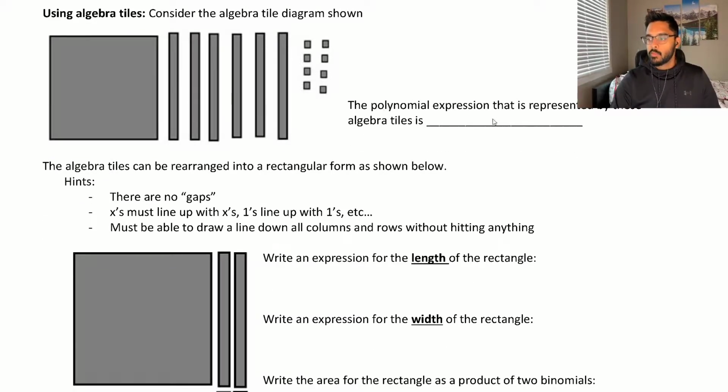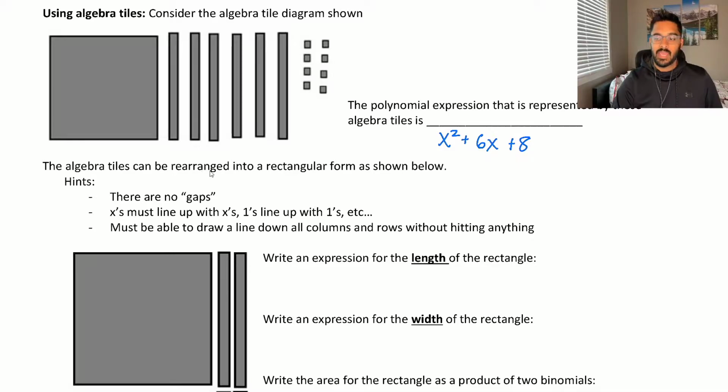So the polynomial expression that is represented by those tiles, there's one large x squared, 1, 2, 3, 4, 5, 6 x's, and 1, 2, 3, 4, 5, 6, 7, 8 unit tiles. So our polynomial will be x squared plus 6x plus 8. Literally, that is the polynomial represented by those tiles.